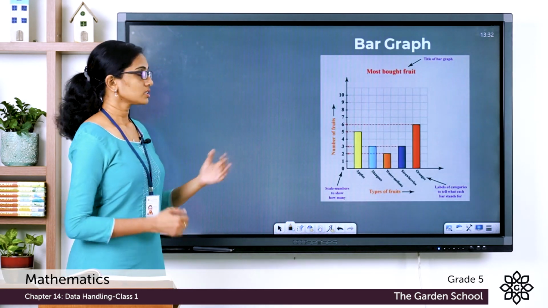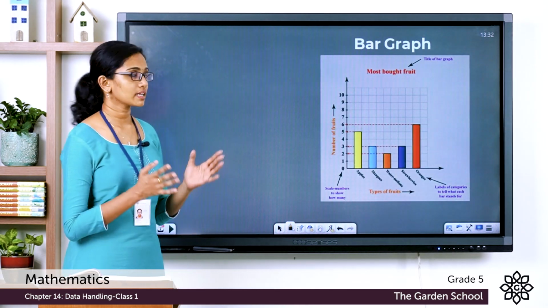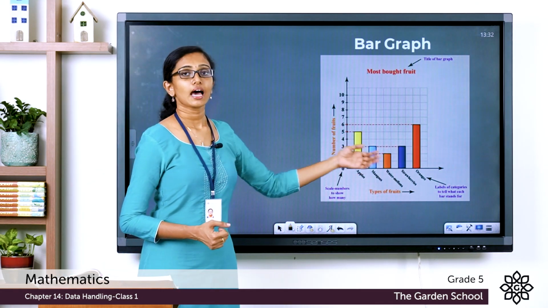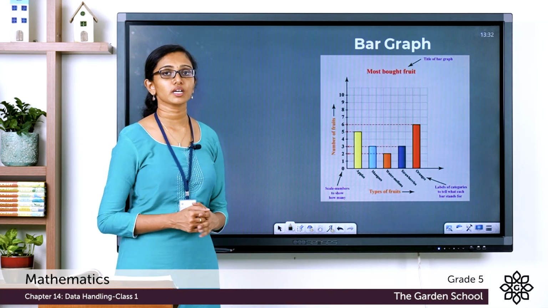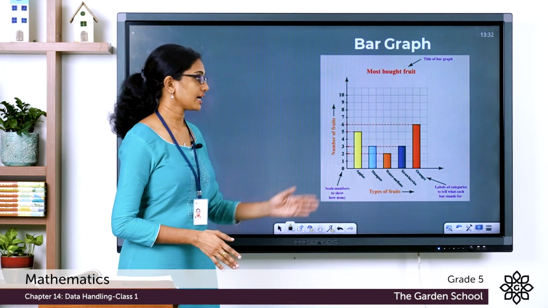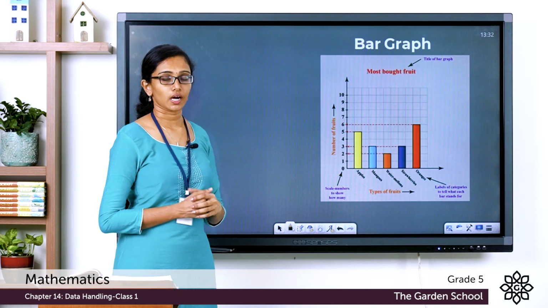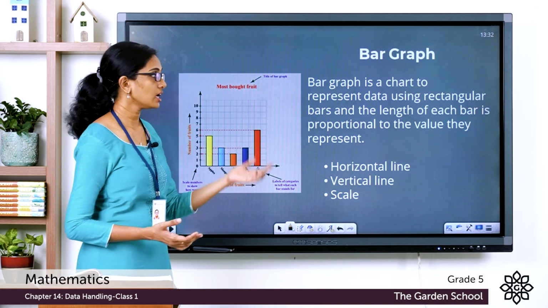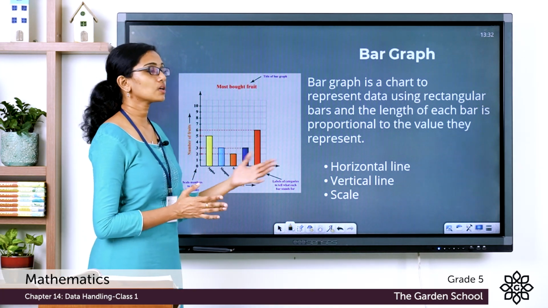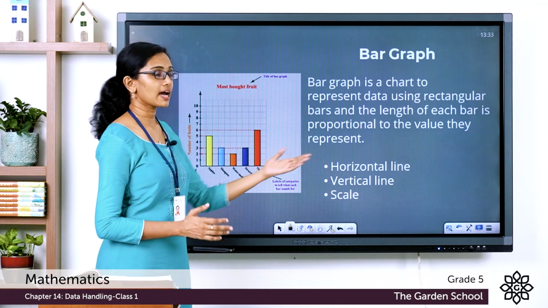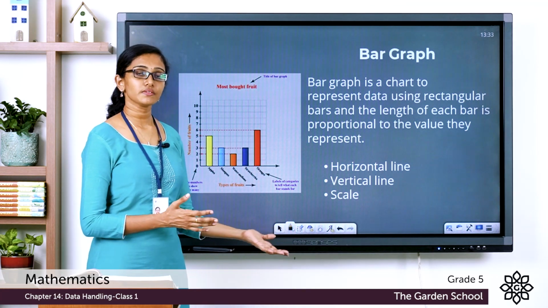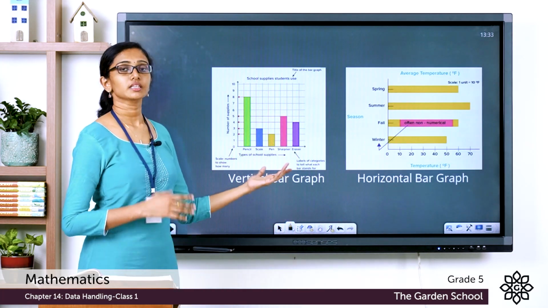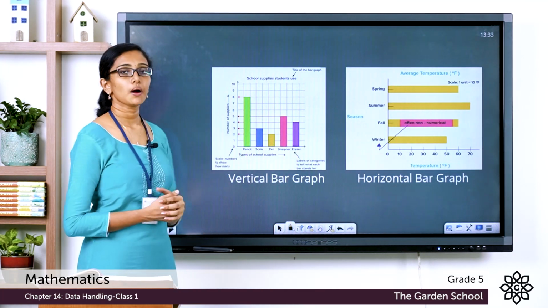Now, this is an example of a bar graph. In a bar graph, data is represented using rectangular bars like these, and the length of each bar will be proportional to the number or the value of data items that you are representing within that chart. So a bar graph is a chart to represent data using rectangular bars, and the length of each bar is proportional to the value they represent. And bar graphs may be vertical bar graphs or horizontal bar graphs like these. The more commonly used one is vertical bar graphs.